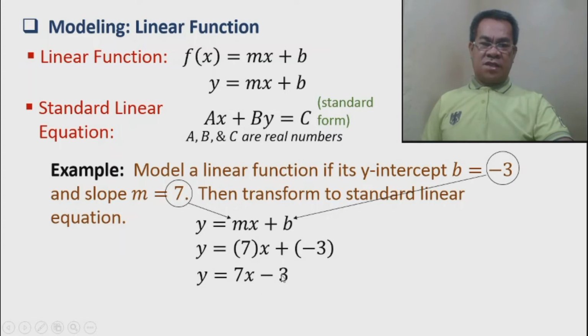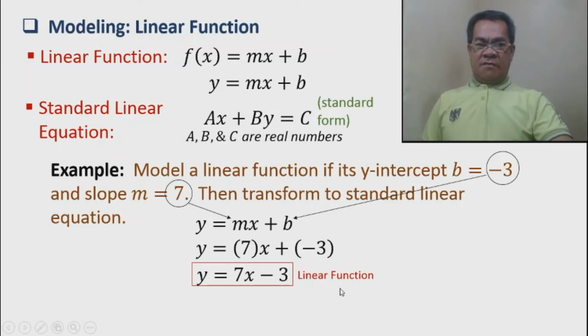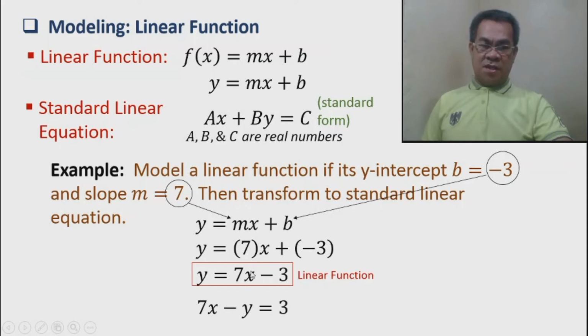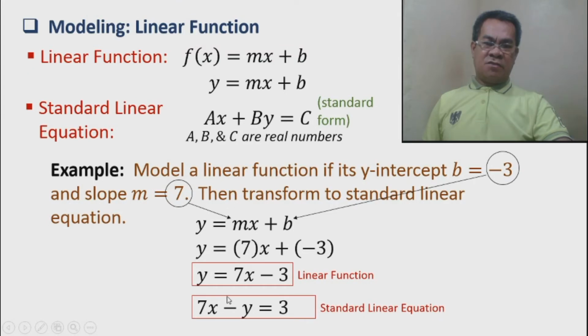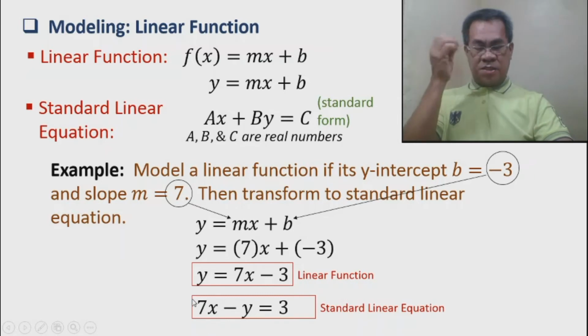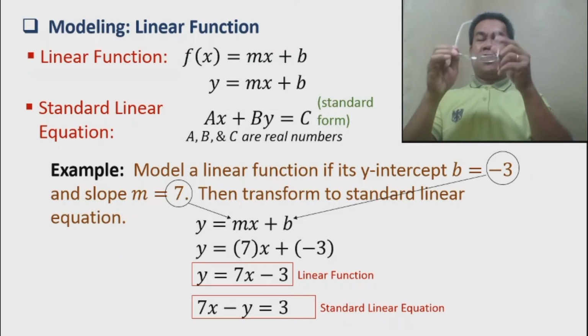Then simplify. We come up with the model. This is y is equal to 7x minus 3. This is a linear function. Now what about the standard linear equation? All you need to do is to transpose this y and transpose this x, then rotate. So we come up with 7x minus y is equal to 3. This is the standard. Why standard? Because this is a constant. The right member should be a constant. Variables should be at the left side. And it should start with x. And it should start with positive. If it is negative, you have to reverse it, or take the additive inverse.